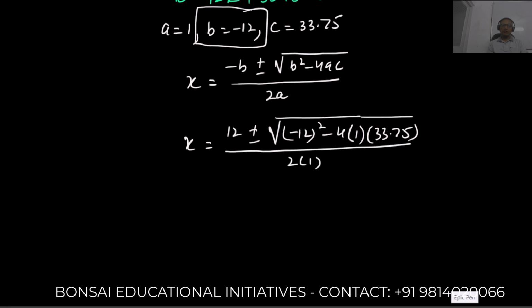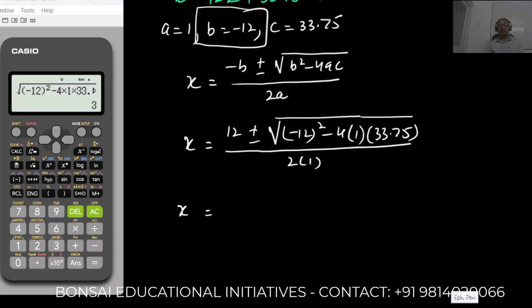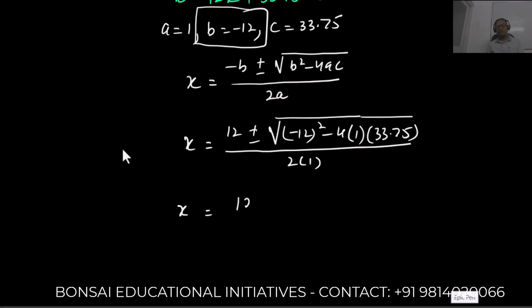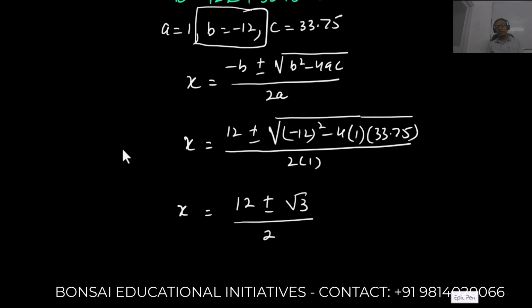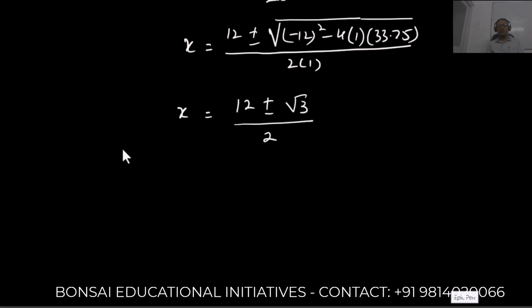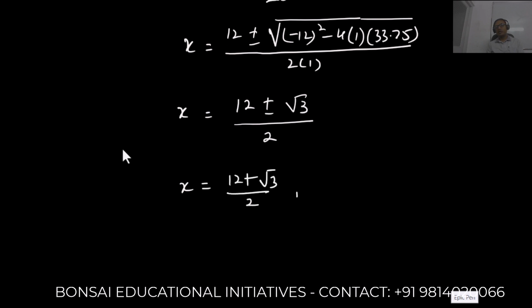So 2 times 1 again. Okay, now we have to calculate this thing. Let us put these values in the calculator itself. I have plugged in this square root value in the calculator, minus 12 square minus 4a 33.75, and the calculator gave me the answer as 3. So it comes out to be 12 plus minus under root 3 by 2. There are two values of x. x comes out to be 12 plus root 3 by 2, or x comes out to be 12 minus root 3 by 2.